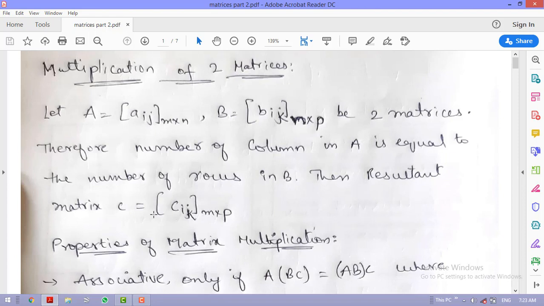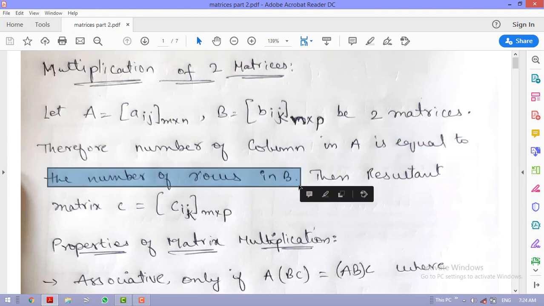So let A equal to A_ij of order m×n and B equal to B_jk of order n×p be two matrices. Therefore the number of columns in A should be equal to the number of rows in B. You have to just remember this condition: if the number of columns in A is equal to the number of rows in B, then only the matrix multiplication is compatible. Or else you can't perform a multiplication operation on any two matrices, right?